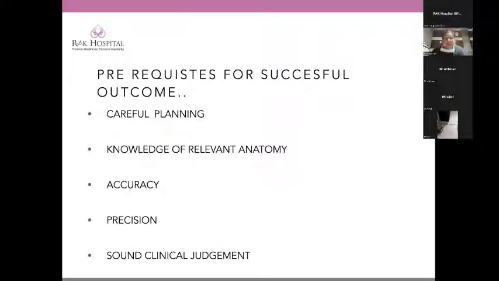These are the prerequisites for any successful outcome. You have to do careful planning. You need to know the relevant anatomy of the area where you're going to operate. You need to be accurate in your plan. Precision will be there if you're doing CT scan planning. And you have to have some sound clinical judgment before we propose the plan for the treatment.